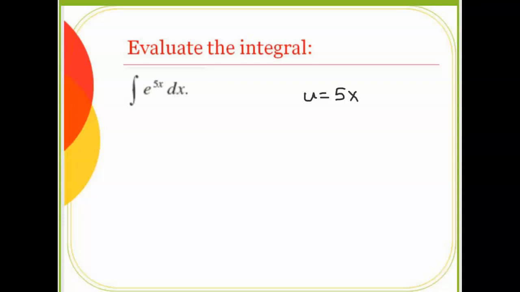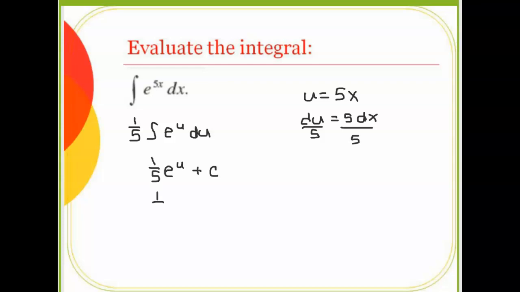Take your derivative. The value on that e is going to be what doesn't match, so you divide it by your 5s. So you get 1/5 the integral of e to the u du. And what's really nice is the antiderivative of e to the u is e to the u. So you get 1/5 e to the u plus c. But u is 5x. So you get 1/5 e to the 5x plus c.